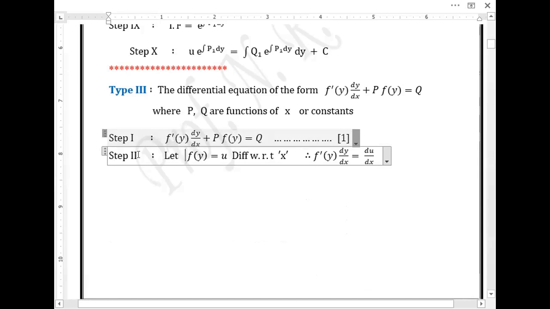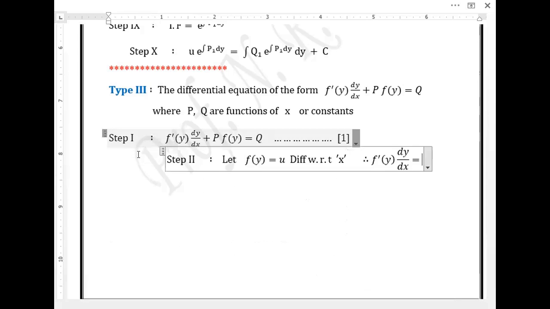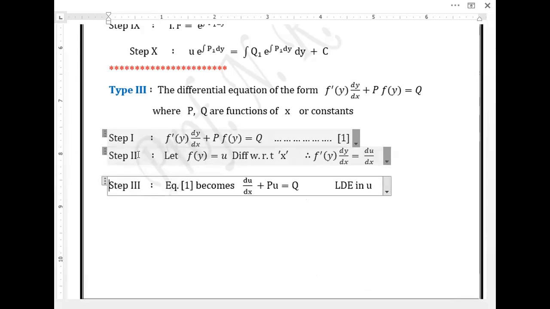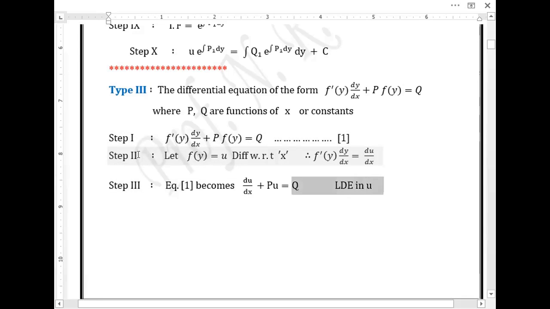taking its derivative with respect to x. The derivative of f of y becomes f dash of y, and the derivative of y becomes dy by dx, which is equal to du by dx. And lastly, putting the value of this assumed value, that is f of y is equal to u, in the given differential equation, we get the differential equation in variable u.